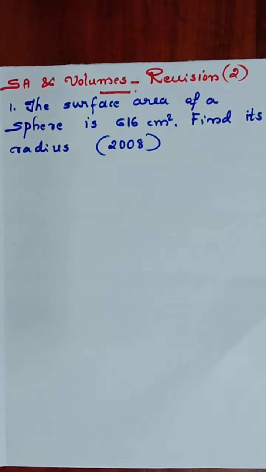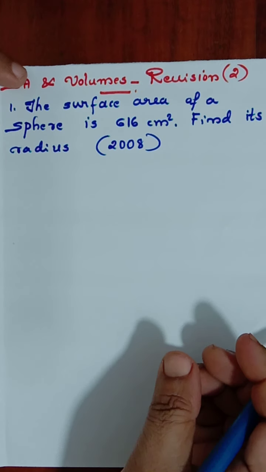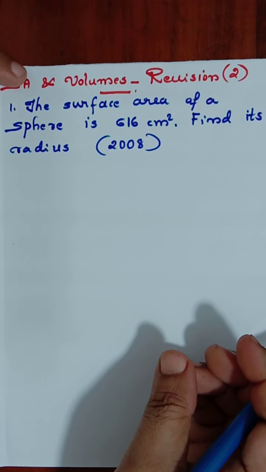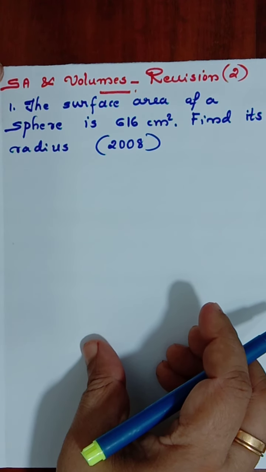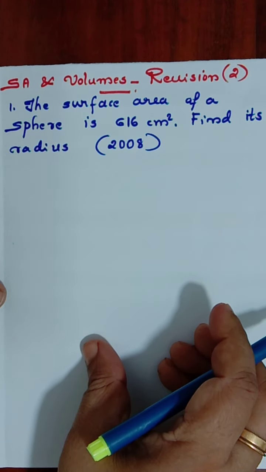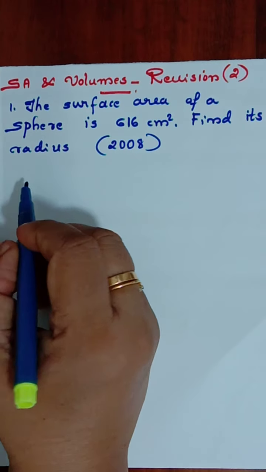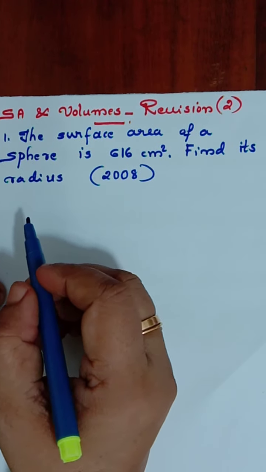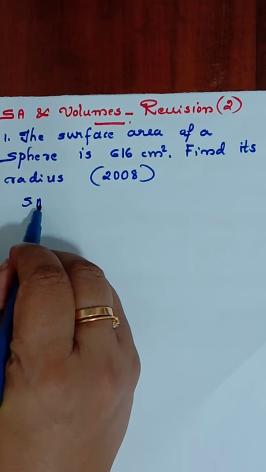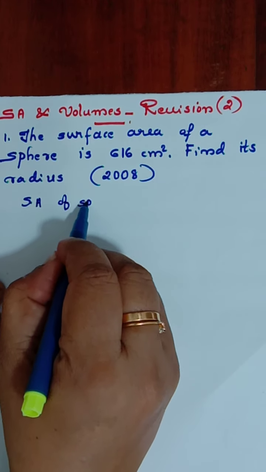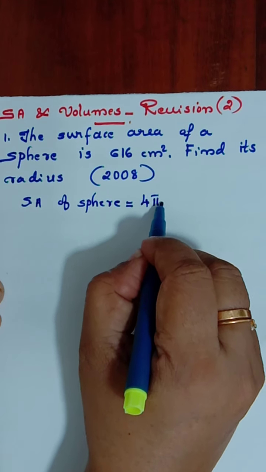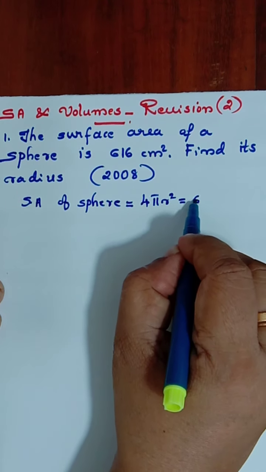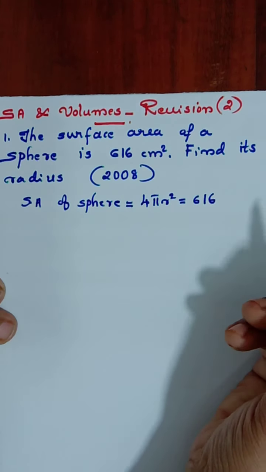See the first question. Surface area of a sphere is 616 cm square. Find its radius. This question appeared in 2008. We know the formula of surface area of the sphere. What is the surface area of sphere formula? Surface area of sphere is equal to 4 pi r square. We are given that it is 616 cm square.